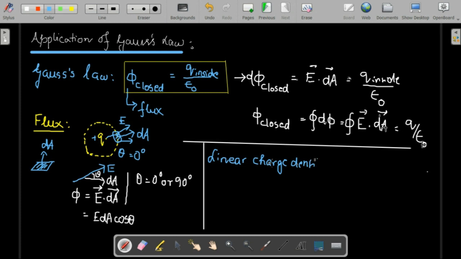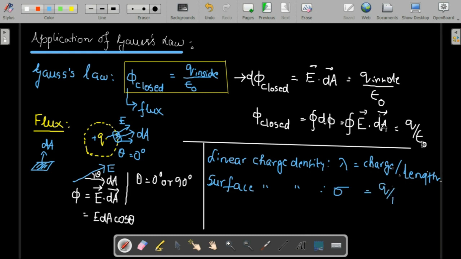Okay, this is all revision. We already know it. We usually denote it by lambda, and this is nothing but charge per unit length, right? On the other hand, we can also talk about a term which is called surface charge density. Hopefully, we'll be able to cover these topics today. We write it as sigma. Surface charge density is nothing but charge q divided by area.